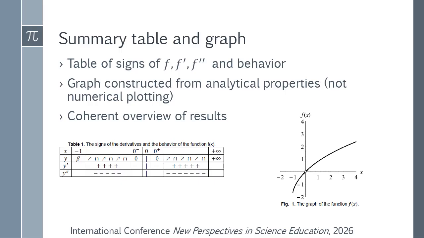The table summarizes the domain and the behavior of the function. The table brings together the results from all previous stages. The graph is generated from the analytical properties identified in the previous stages. The graphical representation confirms the analytical results. Together, the table and the graph offer a coherent overview of the analysis. This overview supports a clear interpretation of the results.